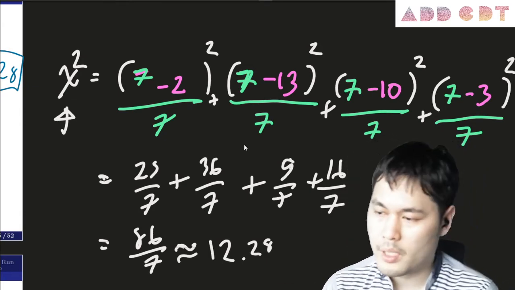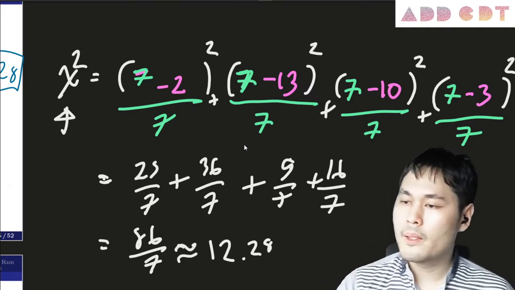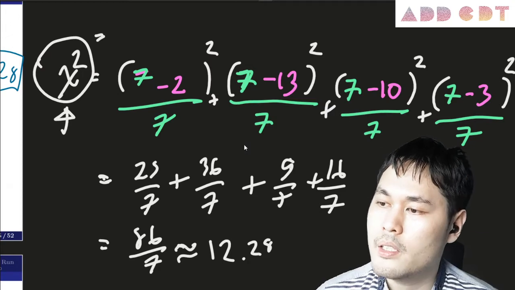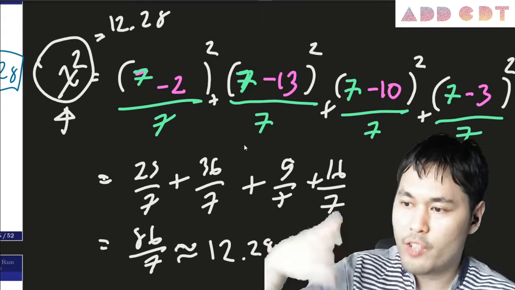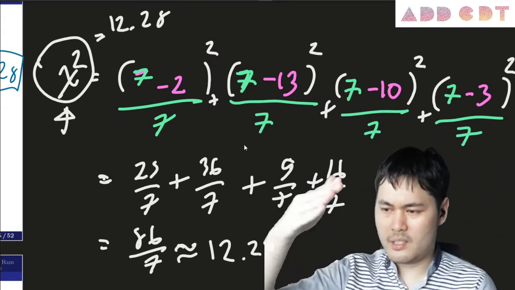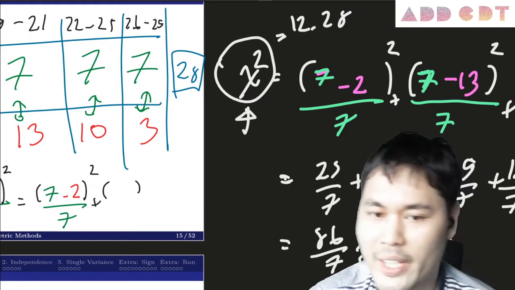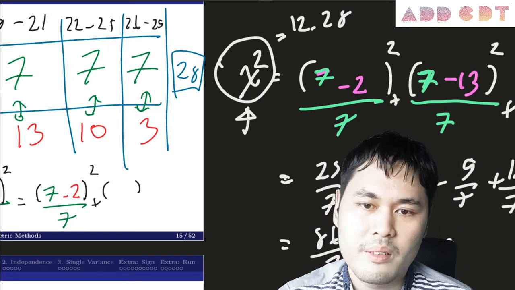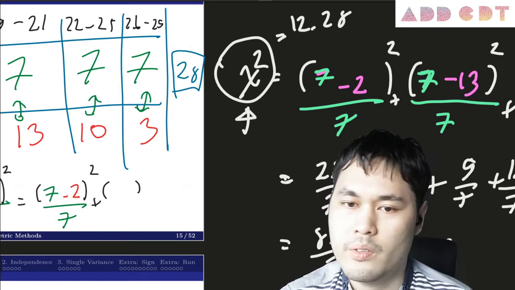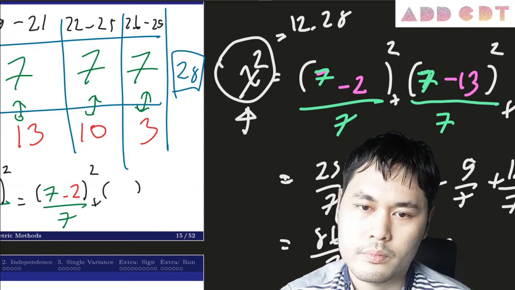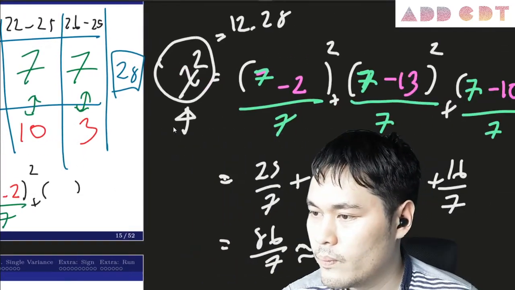We have to compute something. We want to compute the test statistic, and that test statistic, the chi-square, is 12.28. And then we have to interpret whether 12.28 is high or low. Let me make sure I got the right number by looking at my slides. Yeah, 12.28. And that's it.